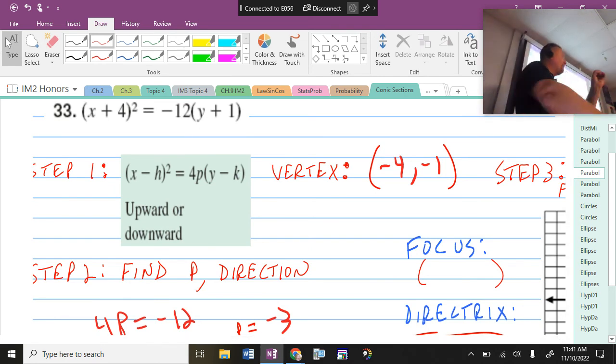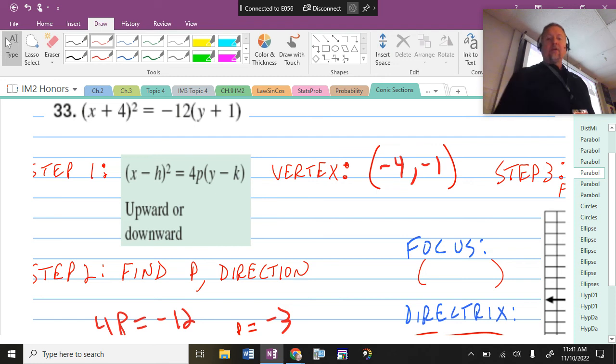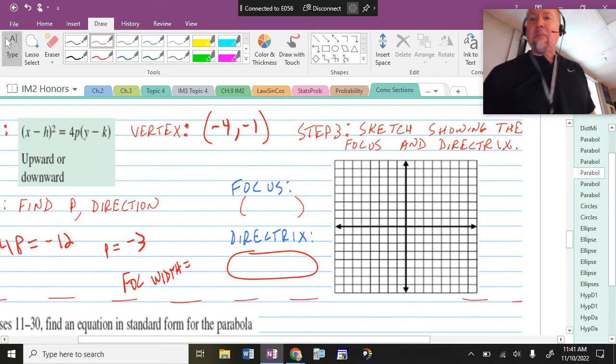If you said right or left, I'd almost ask you to leave the classroom. I literally just said your file's got to be organized. X squareds are up and down. Y squareds are right or left. So right or left should not even have been an option. Okay, nobody did. I'm just being mean.